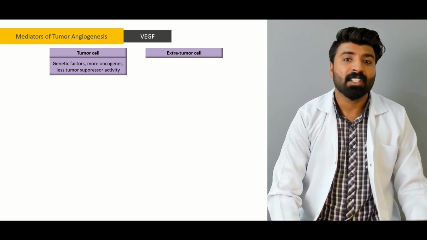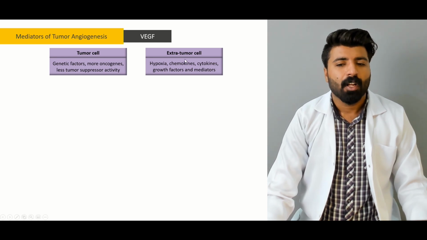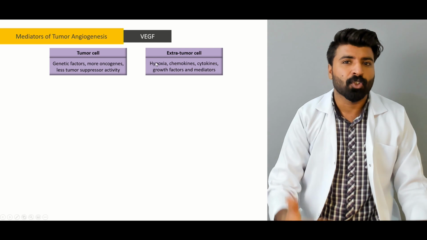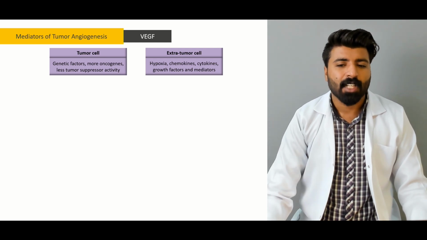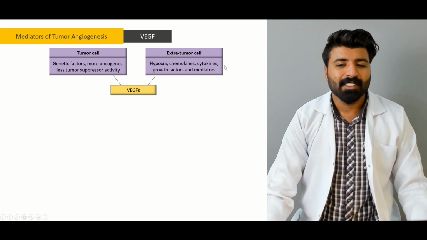On the other hand, outside the tumor cells there is hypoxia, chemokines, cytokines, growth factors, and mediators, all of these. Now, all of these are responses to tumors actually. This hypoxia, these chemokines, cytokines, growth factors, and mediators are actually a response. What happens is that they activate VEGFs.